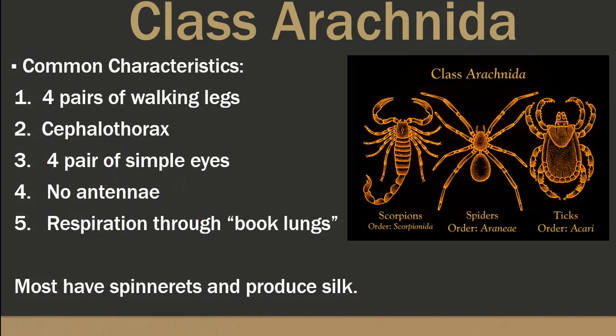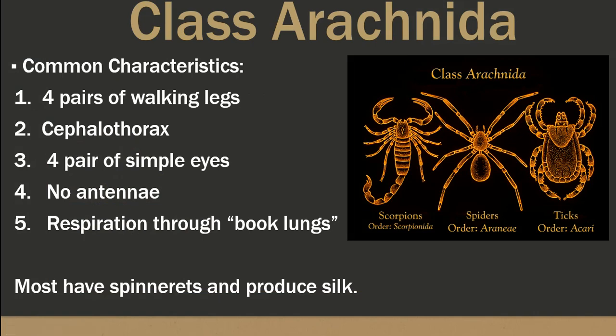All right, so this is class Arachnida, the arachnids, which include scorpions, spiders, and ticks, among other things. There are different kinds of ticks and that kind of thing. But we're going to see what they have in common here. So the common characteristics are these. They have 4 pair of walking legs, so 8 legs. They have a cephalothorax, so it's fused together right here. They still have their abdomen as well.